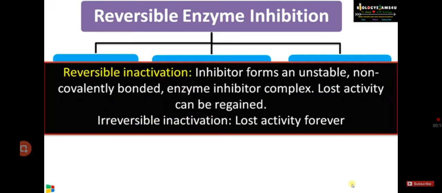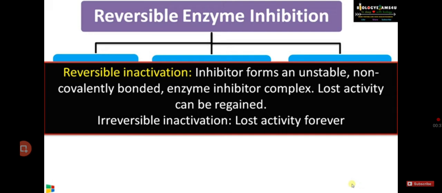In the case of reversible inactivation or reversible inhibition, the inhibitor forms an unstable, non-covalently bonded enzyme inhibitor complex that can be reversed by adding more substrates or by using reactivators. The lost activity can be regained.